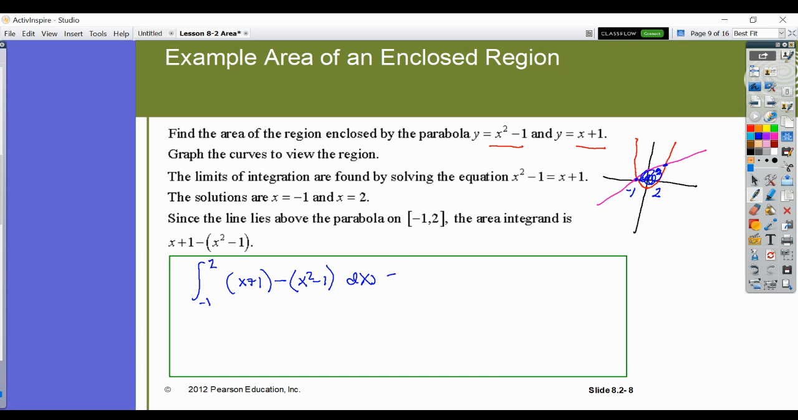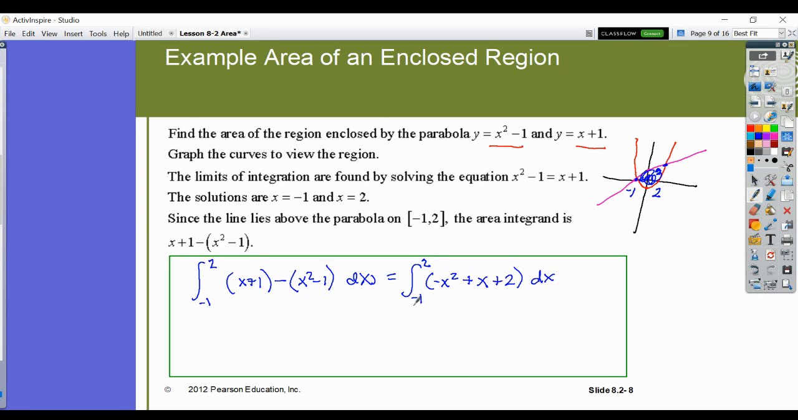And to simplify that a little bit, we're going to integrate from -1 to 2. If I subtract these, I get -x squared plus x plus 2 dx. Okay, so that's just subtracting those two middle things to clean it up a little bit. Now I will do the integral.